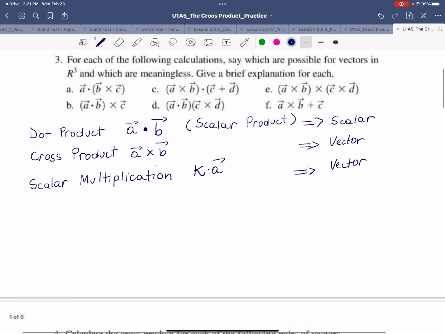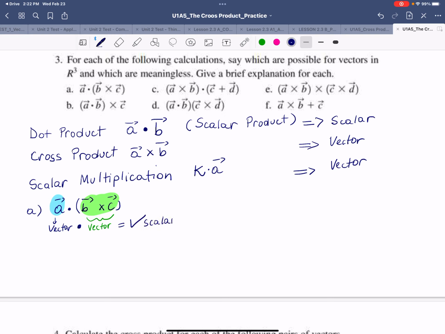So let's get started with question A. In question A, we have A dot B cross C. Very simple, very straightforward. What we see here is the dot product of some vector A with B cross C. B cross C is a cross product, so that will produce a vector. A is already a vector. So can we dot product a vector with a vector? We're going to very happily say, oh yes, we can do that, and we will get, as an answer, a scalar, so a number.